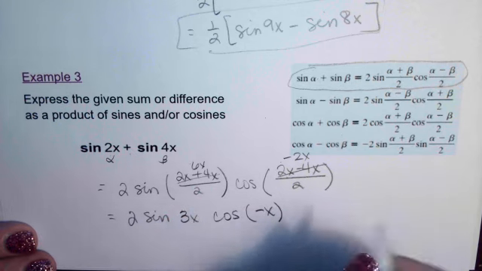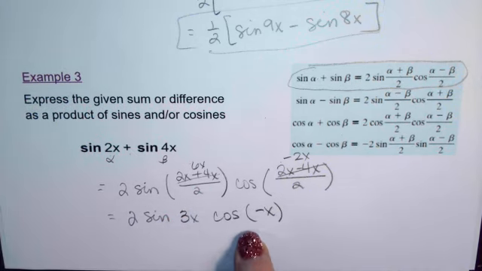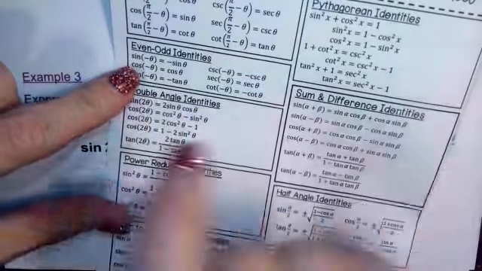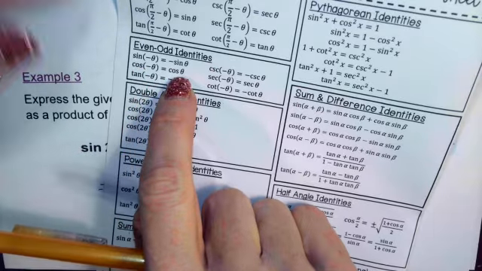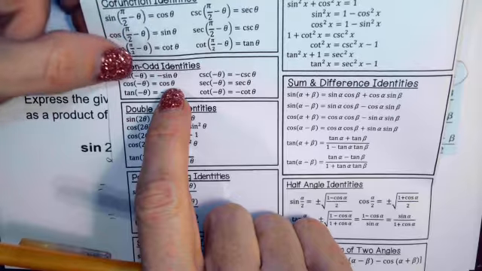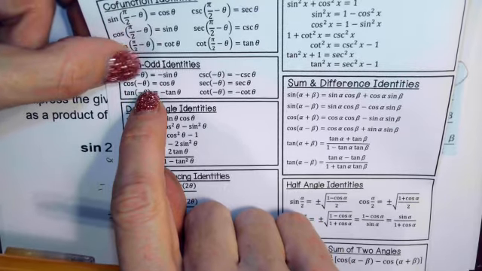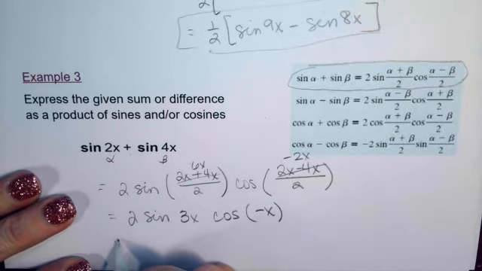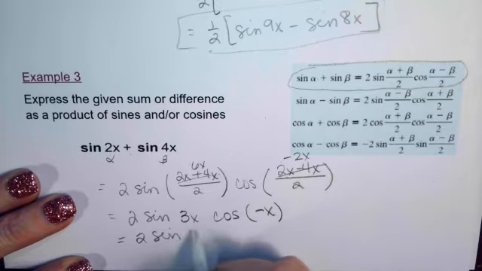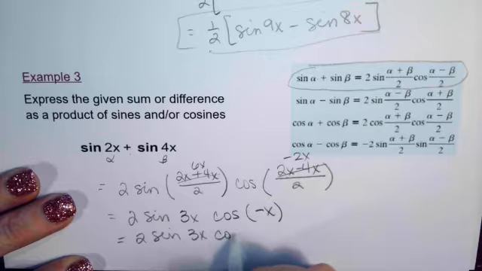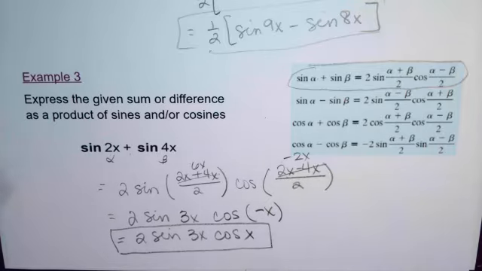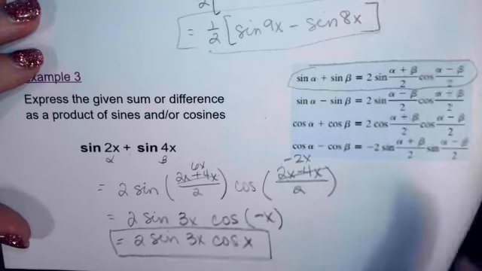But we have a property that helps us with that cosine negative x. This is not in its simplest form, because we have cosine of negative theta is equal to cosine theta. So if cosine of a negative angle is equal to cosine of the positive angle, this becomes 2 sine 3x cosine x, and that would be the answer. All right, let's take a look at example 4.